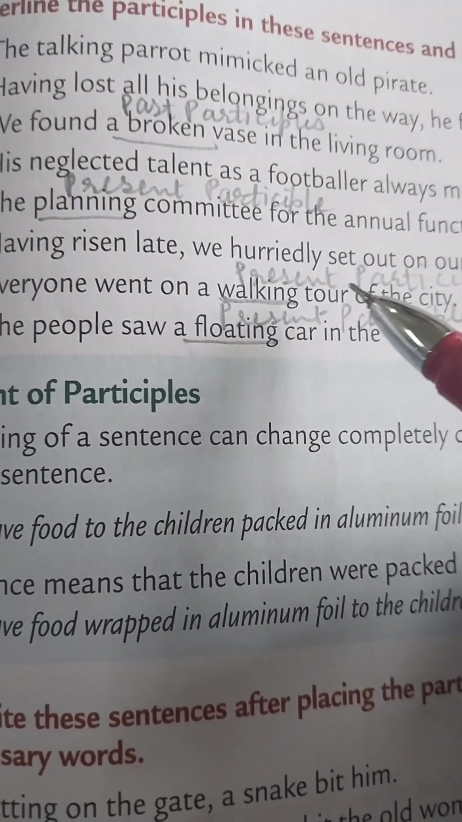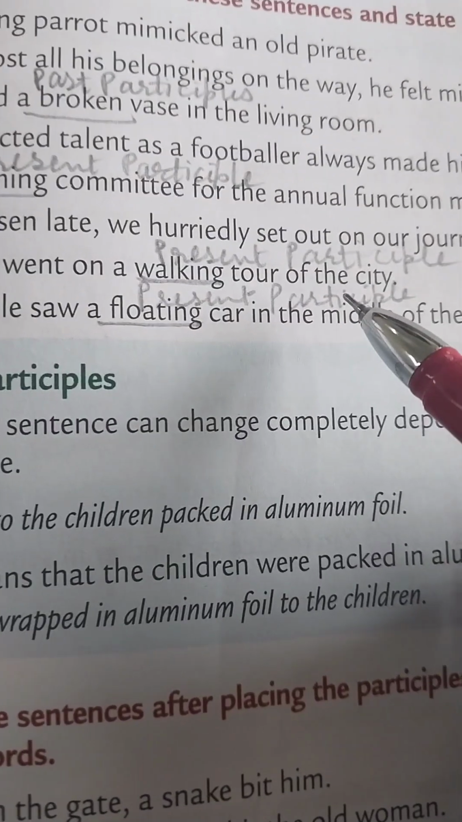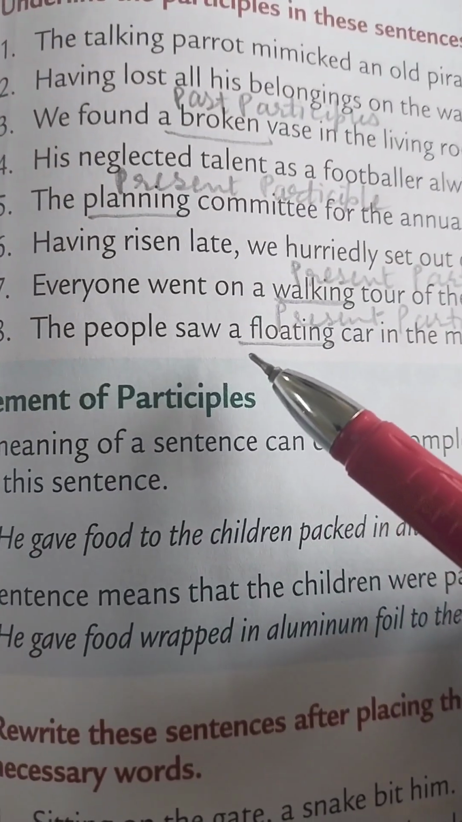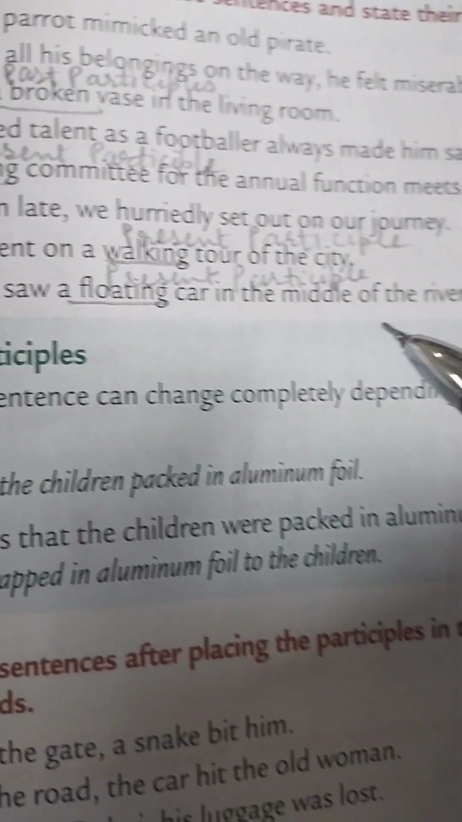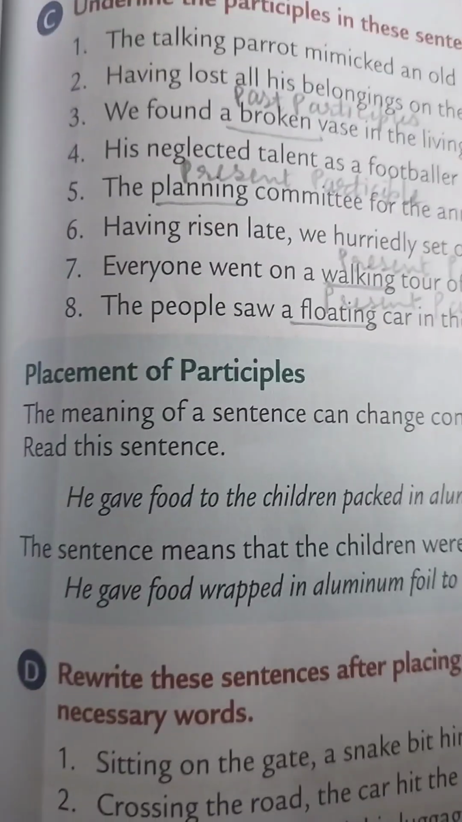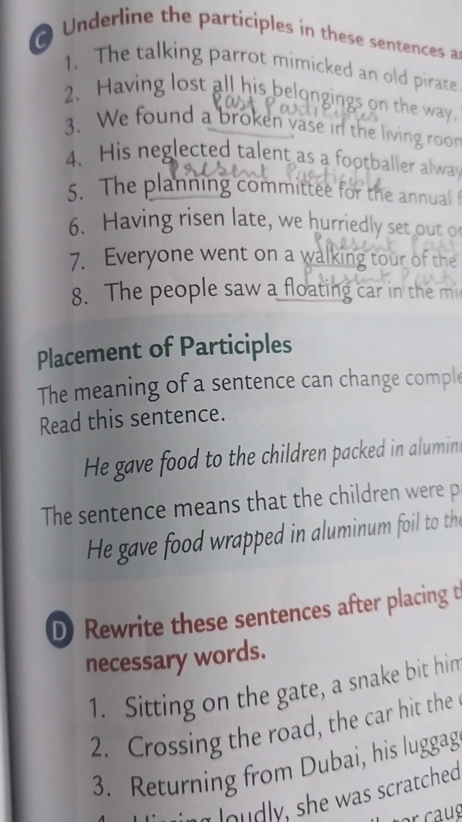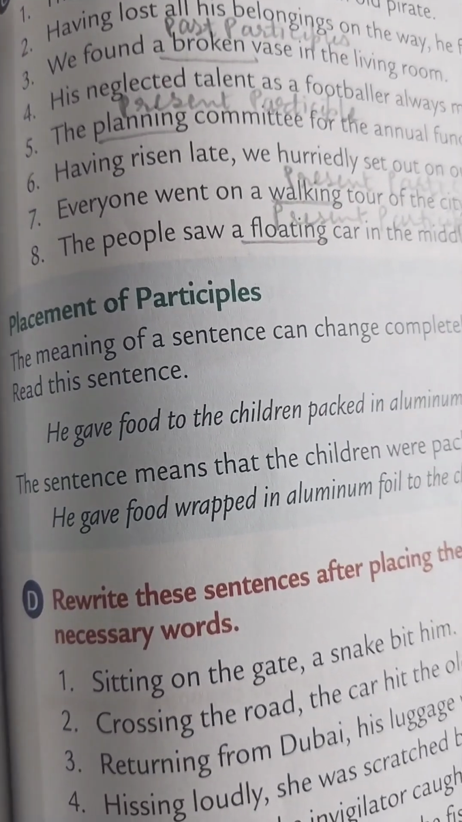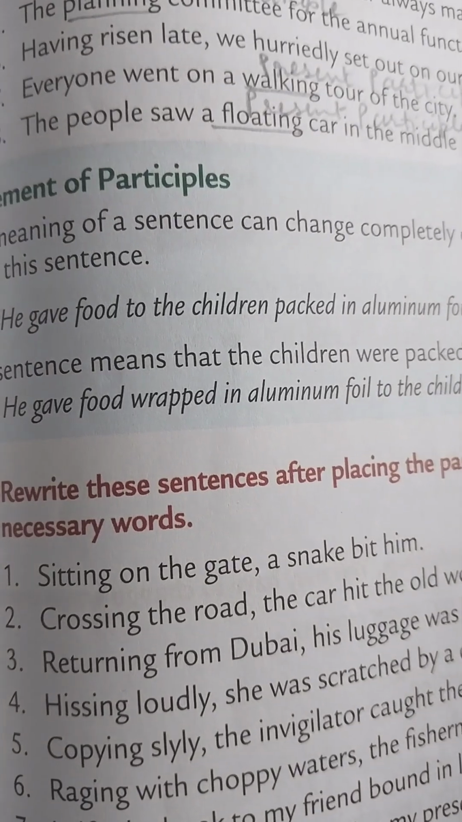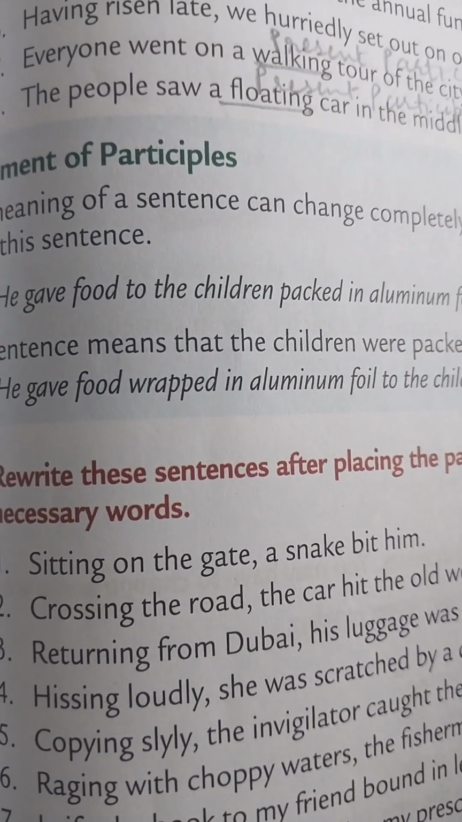Everyone went on a walking tour of the city. Walking, present participle. The people saw a floating car in the middle of the river. Floating is a present participle. So children, I hope that you must have understood this much, and go through the video thoroughly and do the questions which we have discussed.